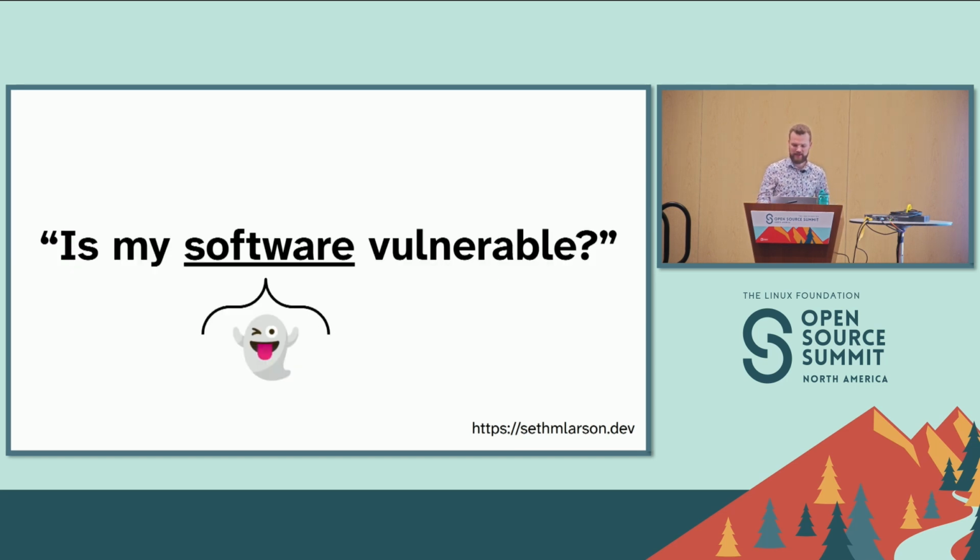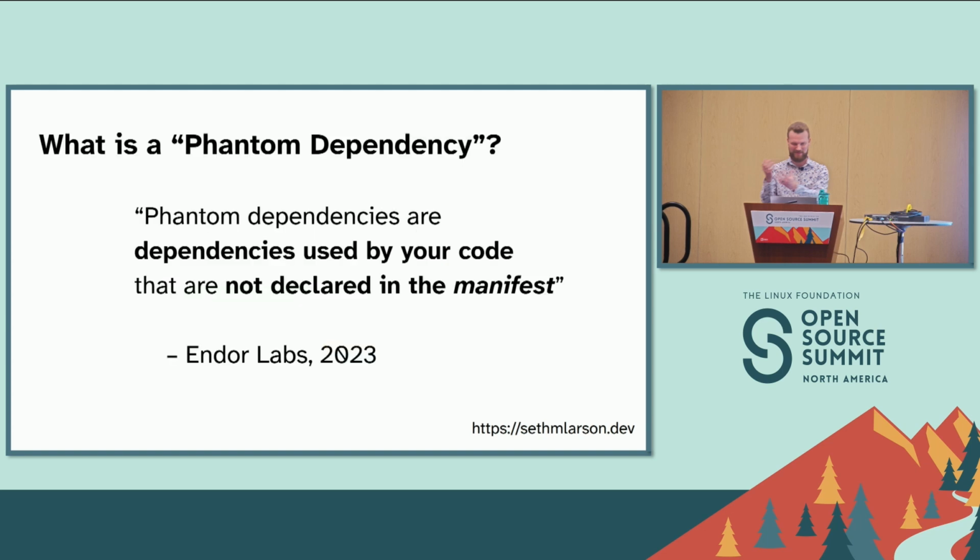So Phantom Dependencies are a problem because it's tough to know what your software actually is. In short, the call is coming from inside the house. This is especially true if you have to explain what your software is to another piece of software. Like, how am I supposed to tell my computer that I vibe coded my entire application, or I copy pasted from Stack Overflow if you're old school? Let's get specific though. The term Phantom Dependency was coined by Endor Labs in 2023 in their supply chain security report. The quote is, Phantom Dependencies are dependencies used by your code that are not declared in the manifest.